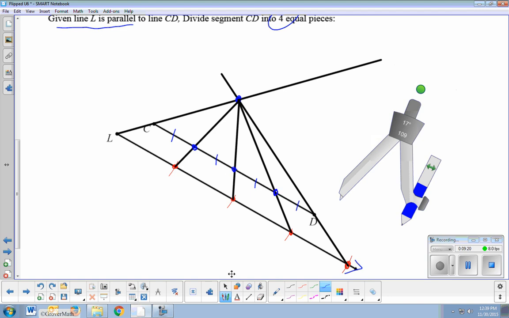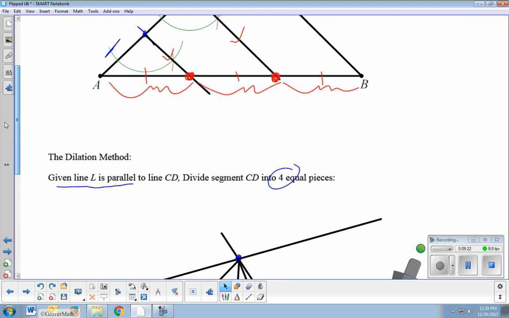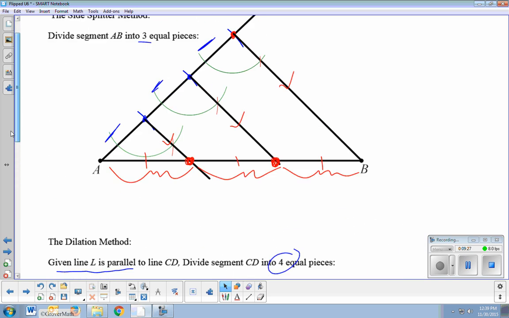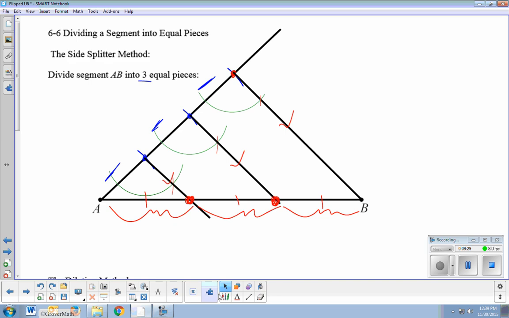All right, so a couple of different ways to divide a segment here. We'll practice both of these, and these are probably some of the most advanced constructions we're going to see in this unit. So definitely take care with them, be as precise as you possibly can.